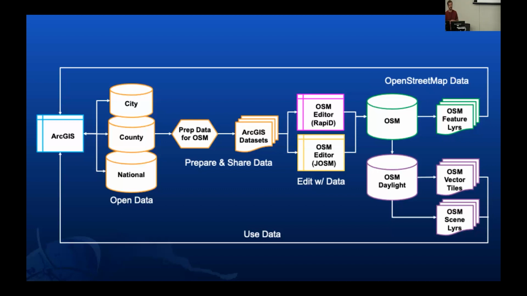We actually have a very similar integration with Geospatial. I'm not going to really talk about that today, but that exists as well. Obviously, then those features make their way into OpenStreetMap and then the downstream products from there. So we create live hosted feature layers from OpenStreetMap, the main OSM database. We also leverage Daylight, downstream of OSM, to create our vector tile base map and our 3D scene layers.